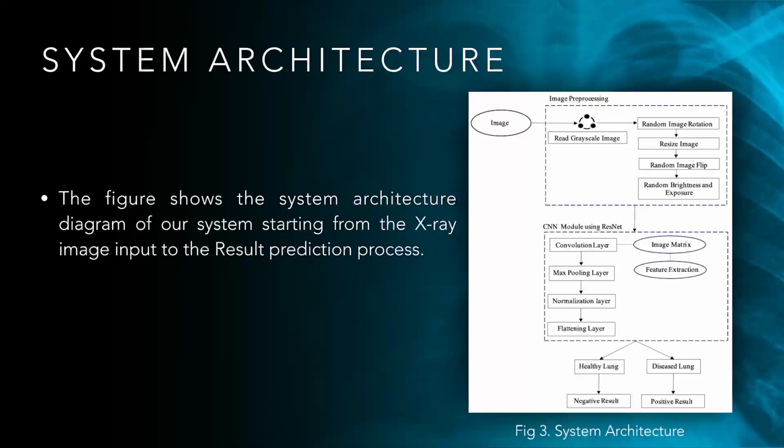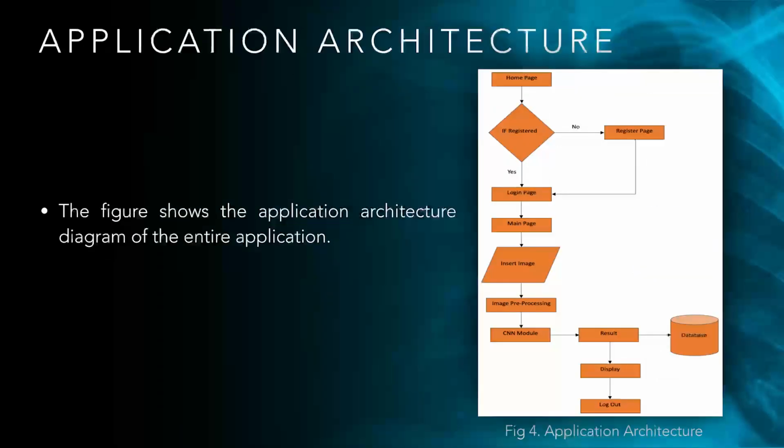The flattening layer converts the 2D matrices of features into a 1D array. The last part is result, where after processing through the layers of the CNN, the model produces the final output indicating whether the patient has pneumonia or not. After this, the application architecture.